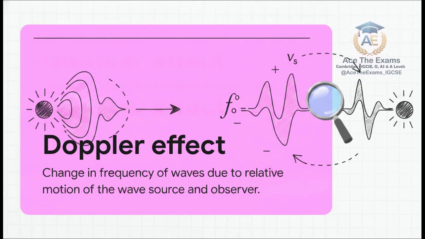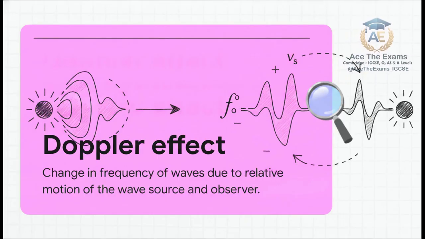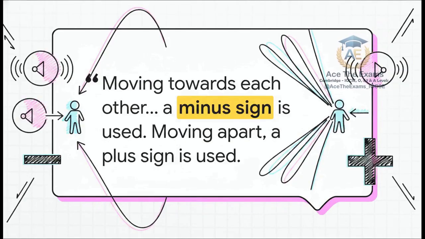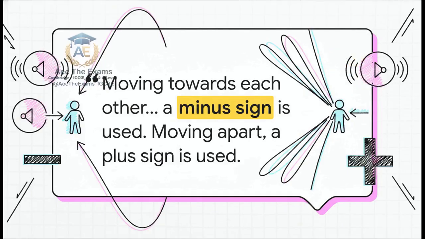It looks a bit intimidating, but it's really not. The observed frequency, f0, equals the source frequency, fs, multiplied by the wave velocity, v. Then you take all of that and divide it by v plus or minus the velocity of the source, which is vs. But wait, here is exactly where students consistently lose easy marks: the sign conventions in the denominator.